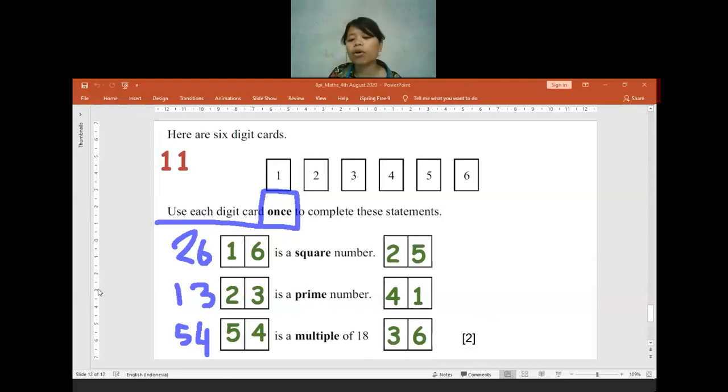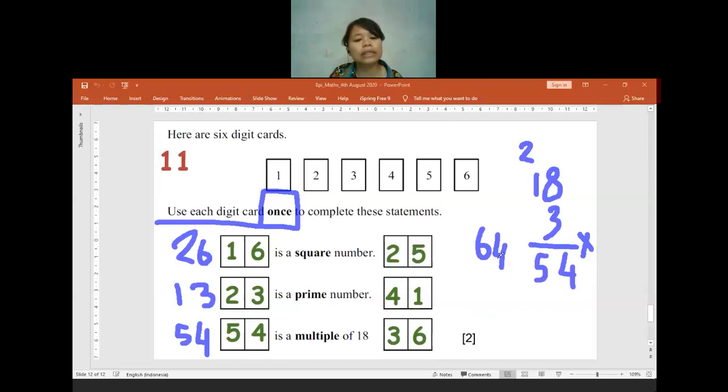Is there anyone who has a different combination, maybe different from mine? You can tell me, and then we can check it all together. For the square number, are you sure that 64 is a multiple of 18? 64 is not a multiple of 18, because let us try 18 times 3. So 8 times 3 will be equal to 24, and then we keep 2. 1 times 3 is 3. 3 plus 2 is 5, so it is 54. 64 is not a multiple of 18. That's why if you write it as 64, it will be wrong.